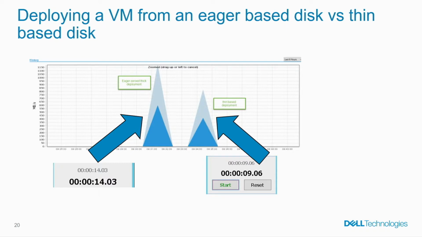Now think about it, when you have a VDI pool or an automated script, you can save a lot of time and performance by converting your VMs to thin-based disk and then doing these operations.